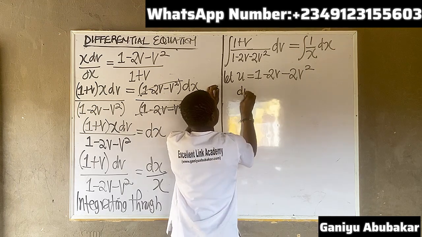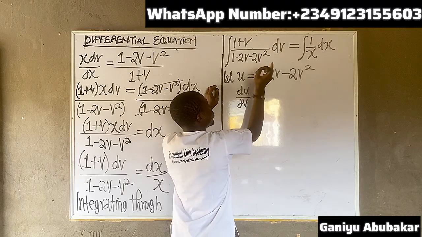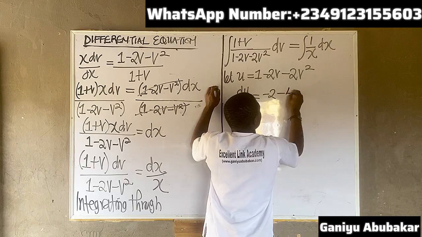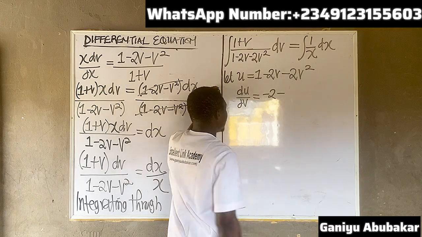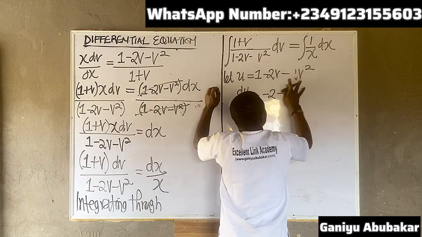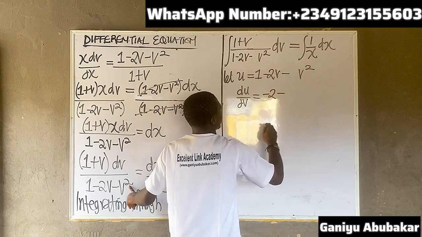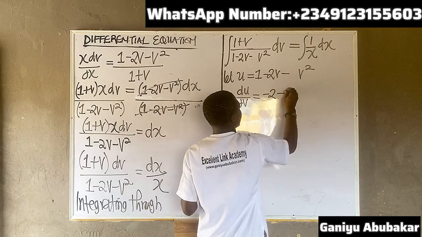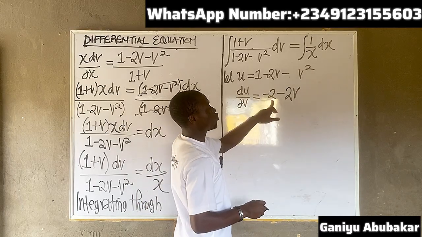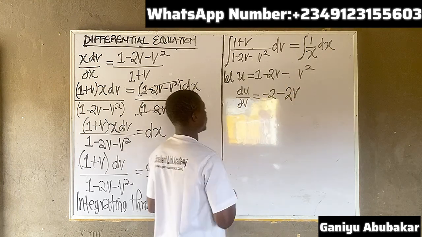I'll have du over dv is equal to, differentiate the constant terms, that gives you minus 2 minus... sorry, this is just v squared now, not 2v squared, just v squared, please, not 2v, just v squared. That minus this one gives 2v. Differentiate minus 2v, that gives minus 2. Differentiate v squared, that gives you minus 2v.